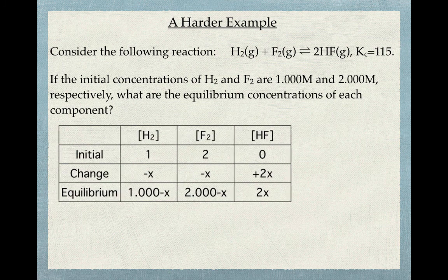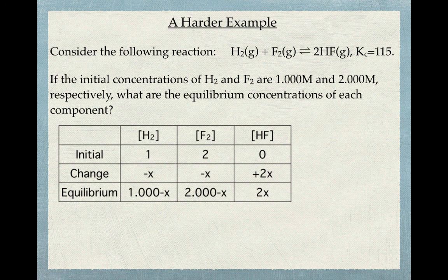Now when we write our ICE box, we have to take into account the stoichiometry. Our initial concentrations are just what are given by the problem. So my initial concentration of H2 is 1 molar, initial concentration of F2 is 2 molar, my initial concentration of HF is 0. If you're not given anything, you can assume that's going to be 0.